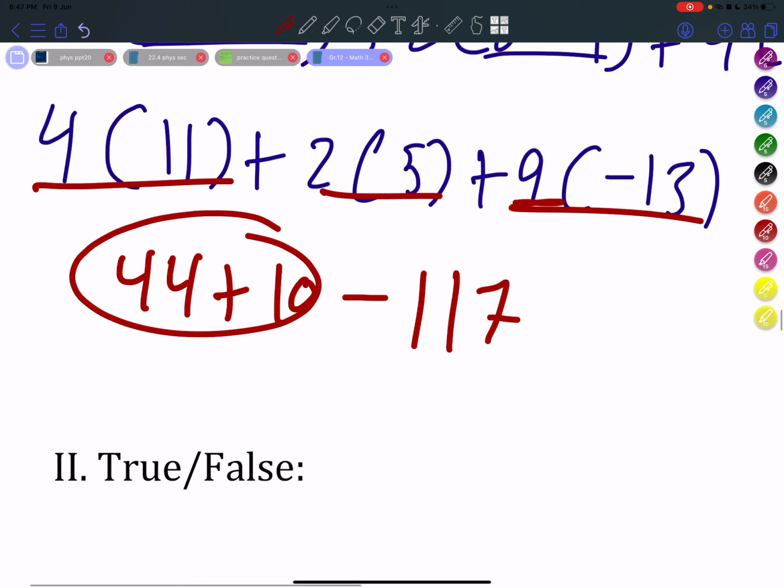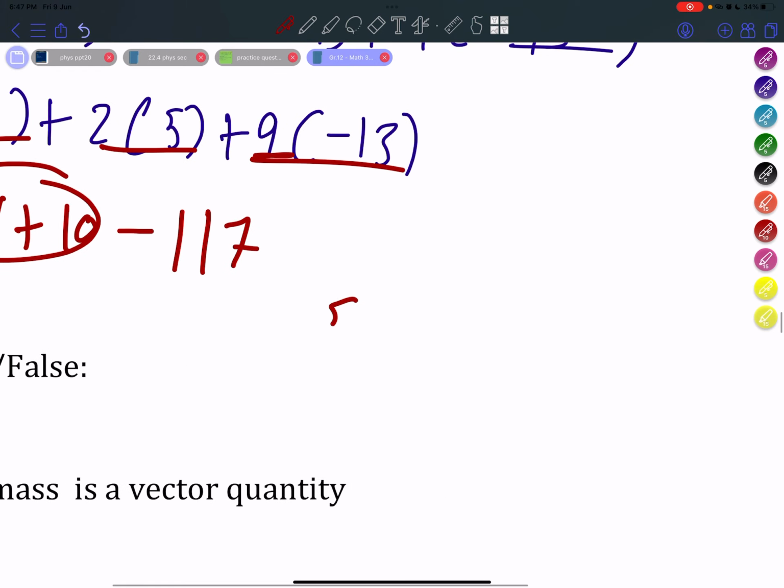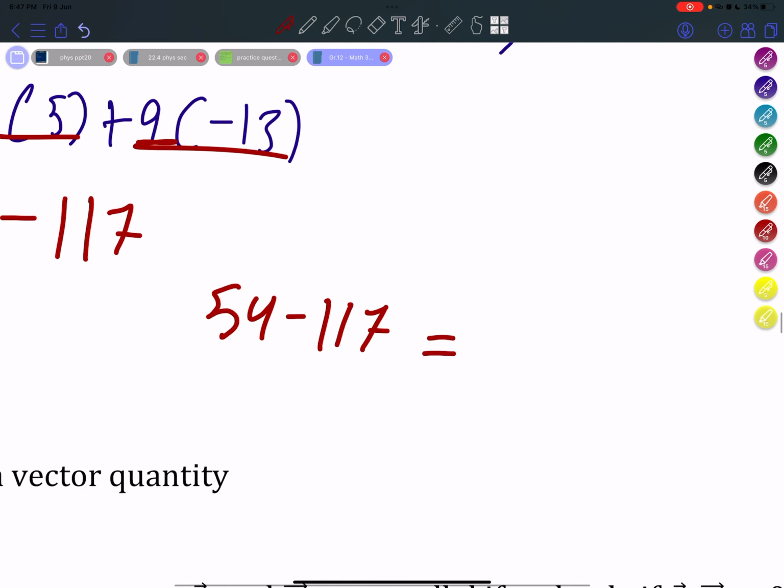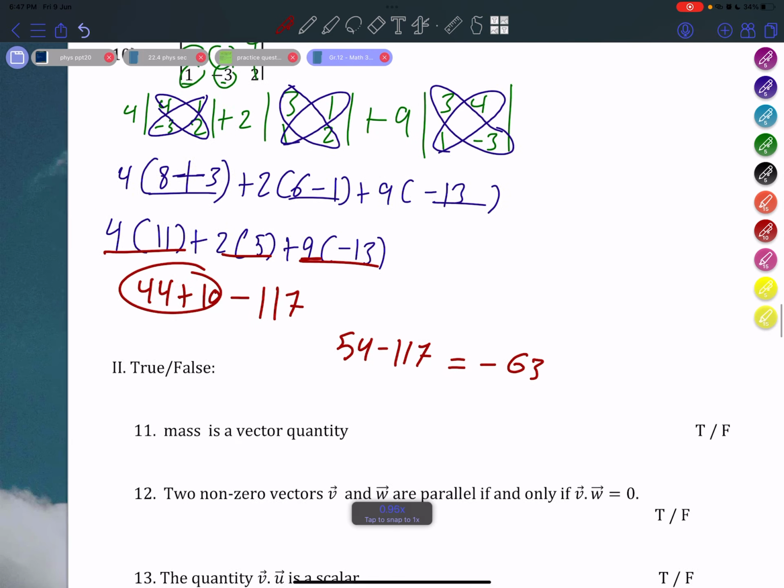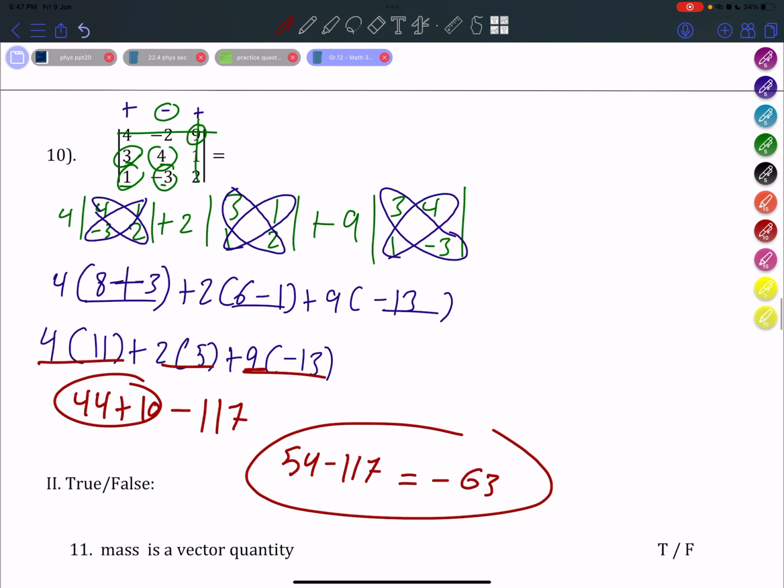And if we add 44 plus 10, this will give you 54. And if we subtract from it 117, the answer will be negative 63. So this is how you answer question number 10.